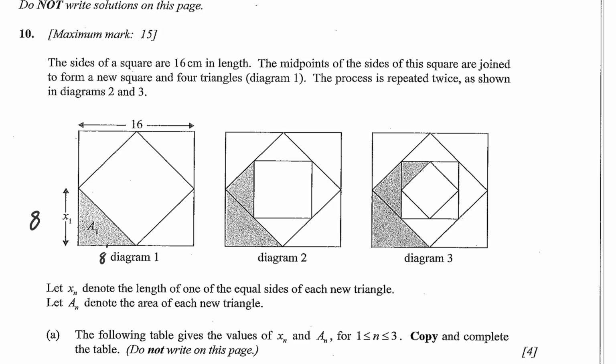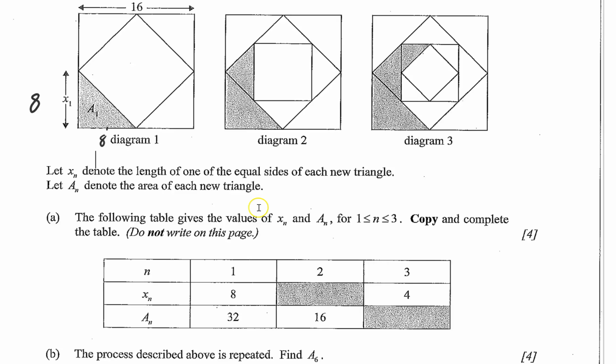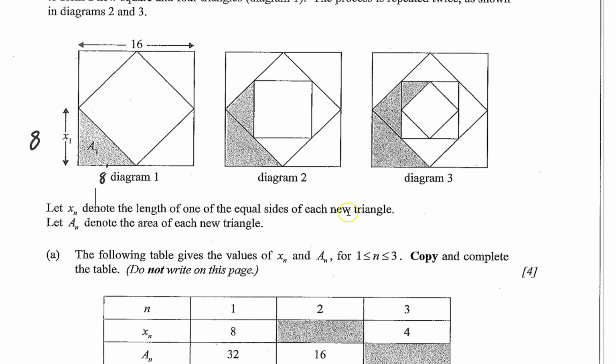The process is repeated twice as shown in diagrams 2 and 3. So this kept on doing that. Right here, these are the same, these are the same, and you get these new triangles. Let xn denote the length of one side of the equal new triangle. So there's xn, there's x1 right there, 8. x2 would be this guy. x3 would be this guy.